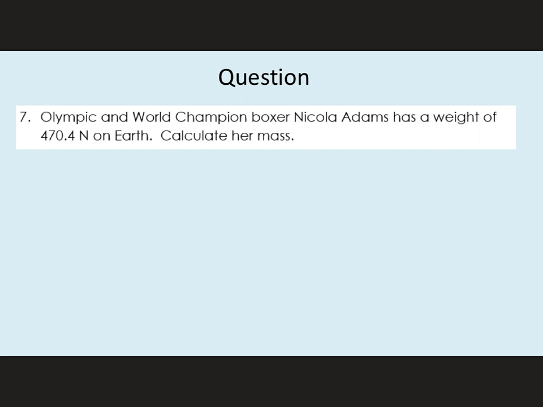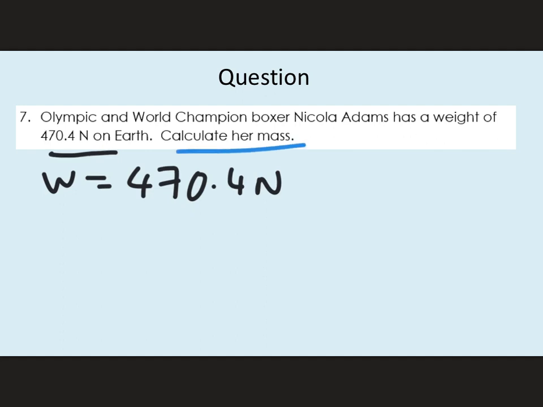So it says the Olympic and world champion boxer Nicola Adams has a weight of 470.4 newtons. That's the approximate weight that I've used based on her weight class. So 470.4 newtons is her weight. So we'll write that down, 470.4 newtons. And notice the weight is measured in newtons, that's the important thing. It wants you to calculate her mass. I'm just going to use the same colours as I was before.